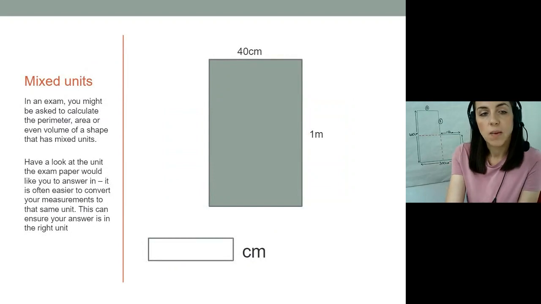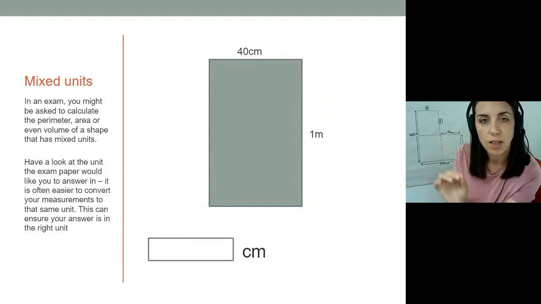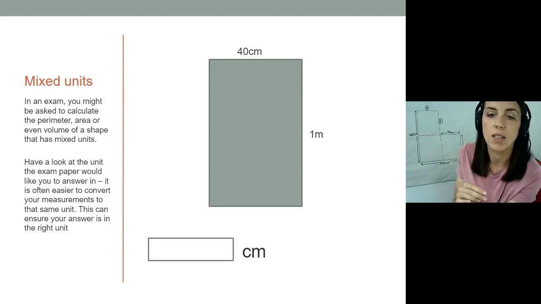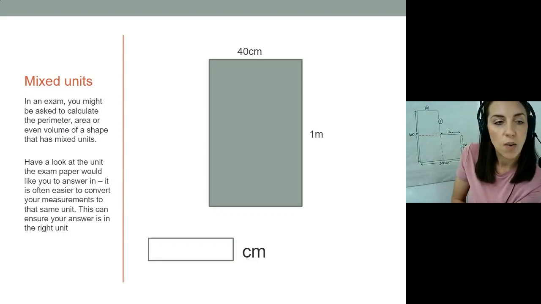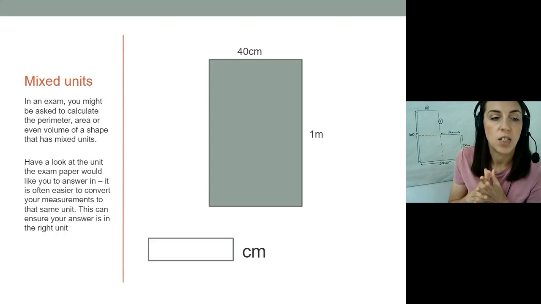So the next one, I'm going to look at mixed units. As I mentioned, we add up all the measurements around the side of the shape, but we have to make sure they're all in the same measurements. So in an exam, you might be asked to calculate the perimeter, area or even volume of a shape that has mixed units. So have a look at the unit the exam paper would like you to answer it in. It's often easier to convert your measurements to the same unit.